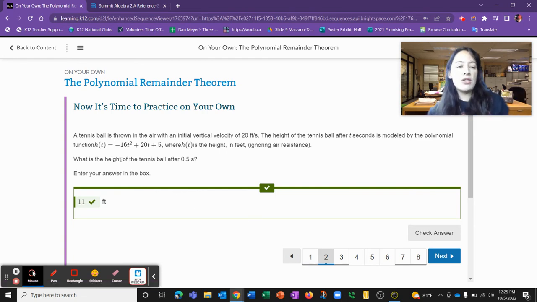So instead of substituting again in for t, you could do half a second in there. So half a second squared is a quarter. A quarter of negative 16 is negative 4. You can use a calculator. So we have negative 4, and then half of 20 is 10. So negative 4 plus positive 10 is 6. And then 6 plus 5 is 11. So always check your work.